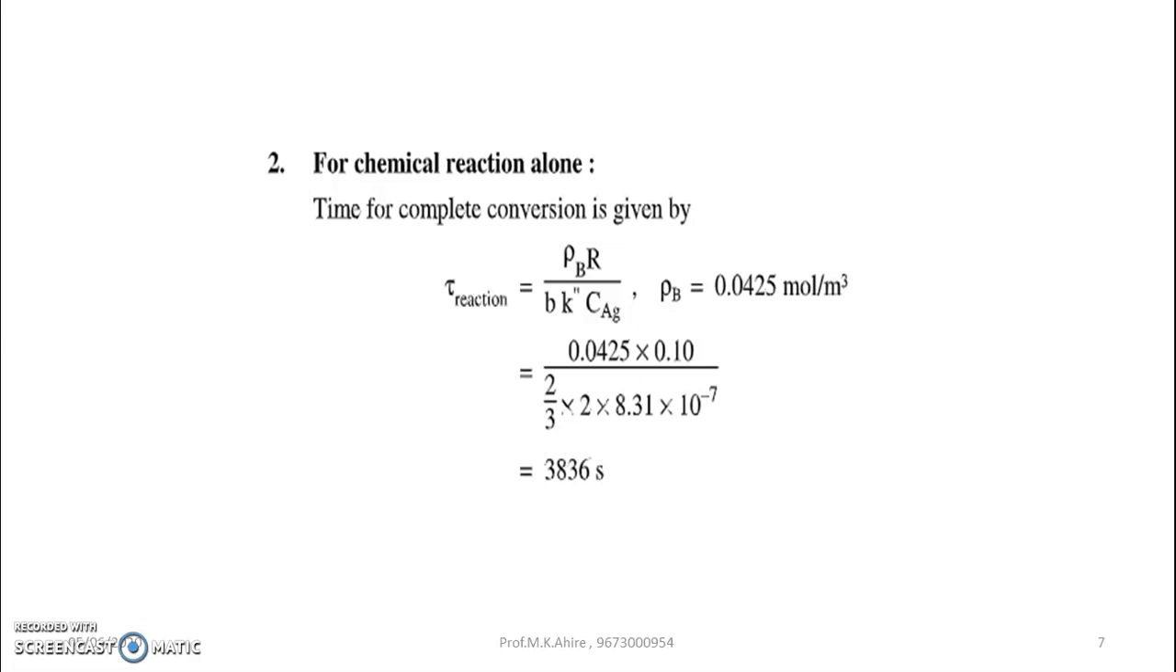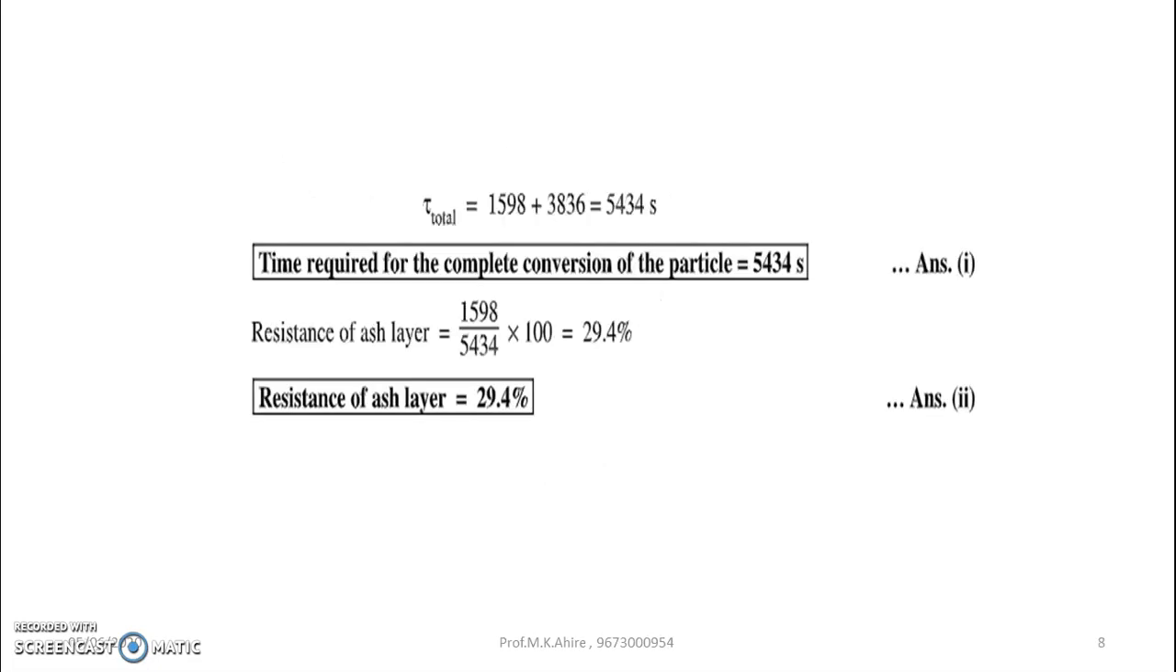Just substitute the values. You got the answer as 3836 seconds. Now what we will do, as we discussed, the total time required will be the summation of both the times. So 1598 plus 3836 will be 5434 seconds. This is the time required when both resistances are offered during the reaction.